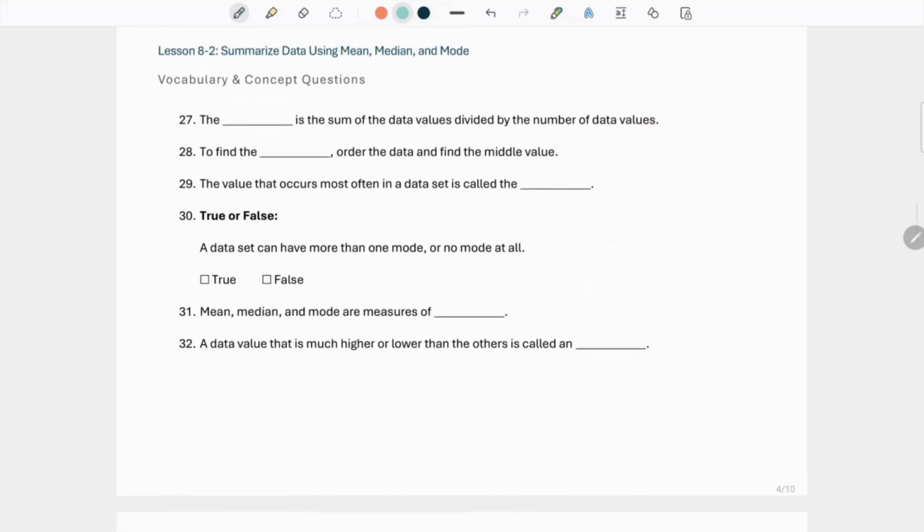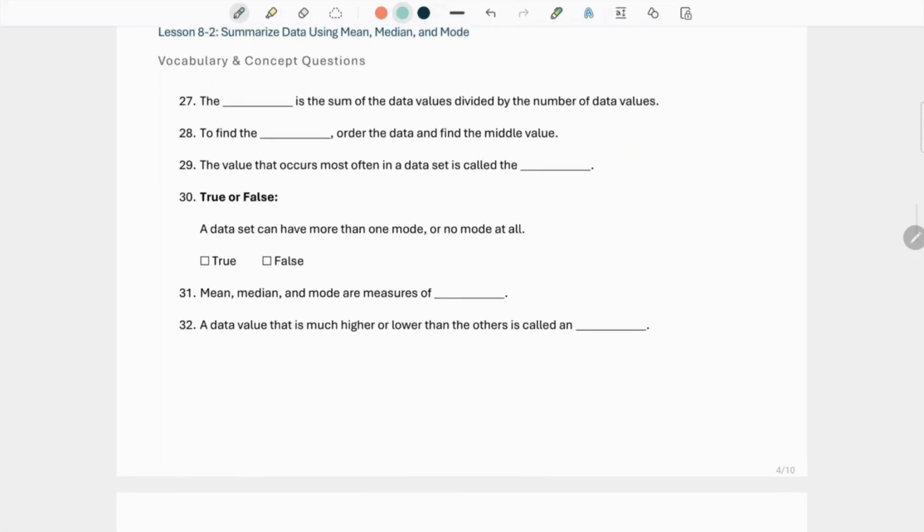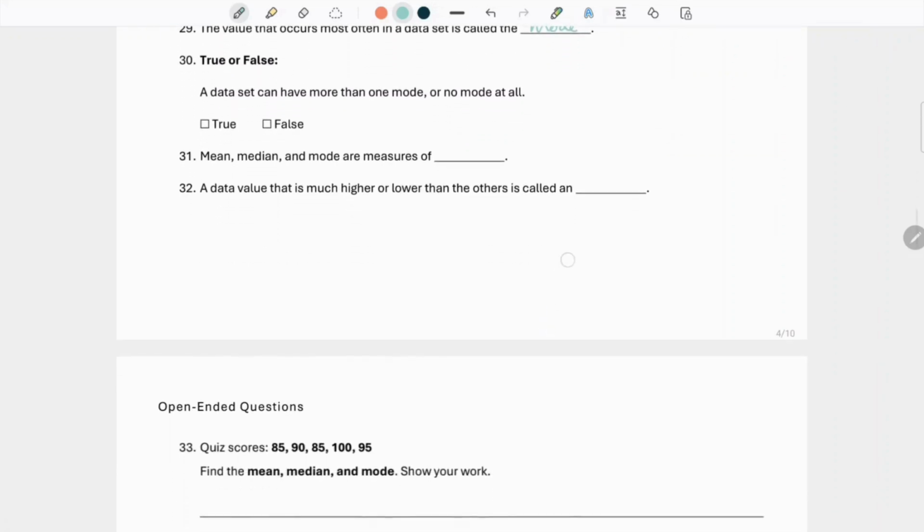Now we're looking at lesson 8-2. Question number 27. The something is a sum of the data values divided by the number of data values. So that is the mean. To find the something, order the data and find the middle value, middle median. So the median. The value that occurs most often in the data set is called the mode. It's the most frequent value.